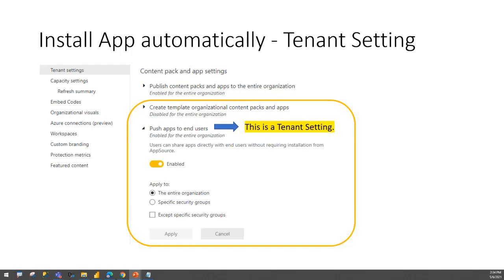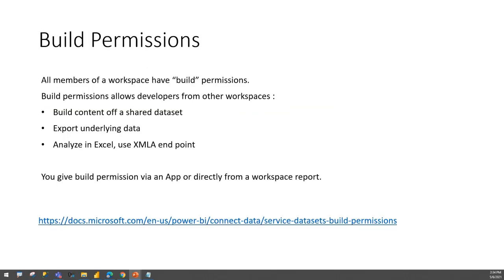And when you are sharing an app, you get the option of letting people build off of your dataset. This will allow them to create their own reports off of it, or analyze in Excel, or use the XMLA endpoint to connect to it. This build permission, you can give it directly from an app or from a workspace report. So regardless, when you do this, people can then analyze in Excel, and you can build content.